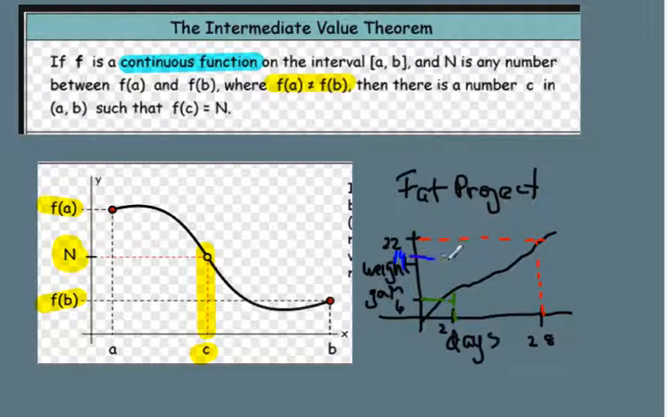Then 14, if I take that value across here, all this theorem says is that 14 will fall somewhere between the 2 and the 28. That there will be some value where she gained 14 pounds somewhere between day 2 and day 28. Okay, so that's just a physical interpretation of this. So this is not new. The next two theorems will be new.